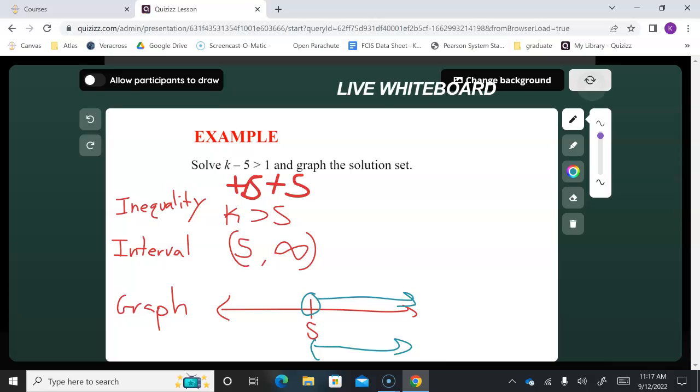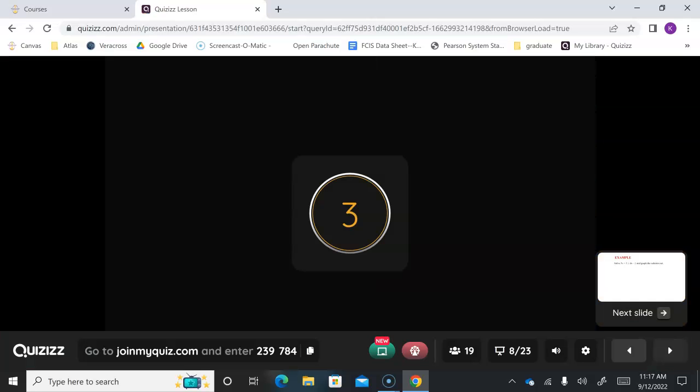Same thing now, just 2 steps. Solve this equation.